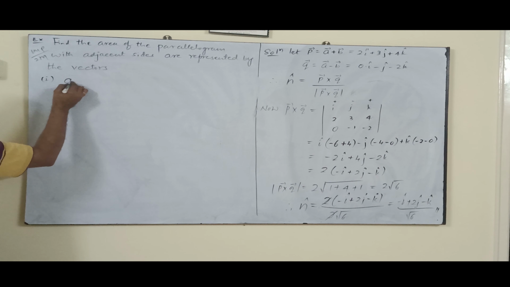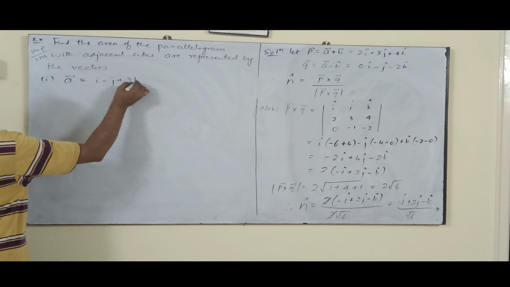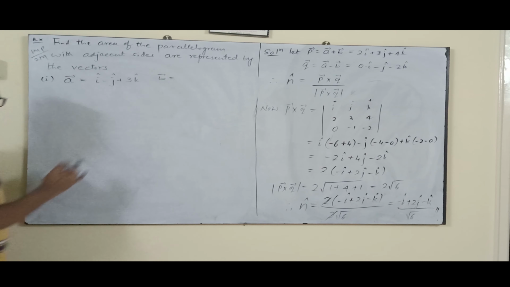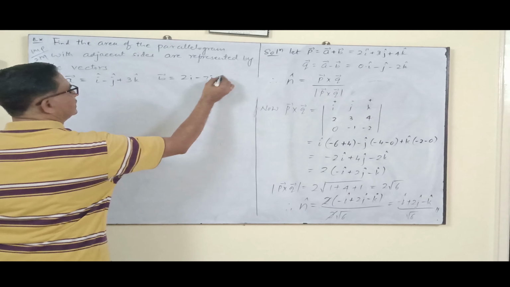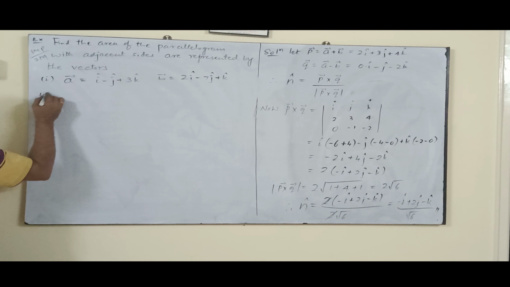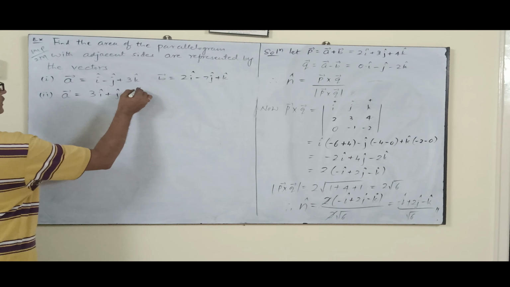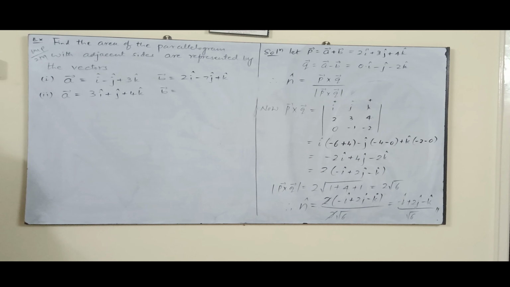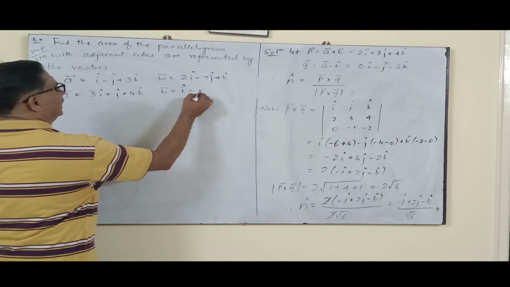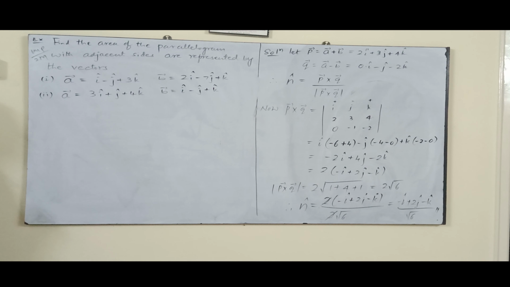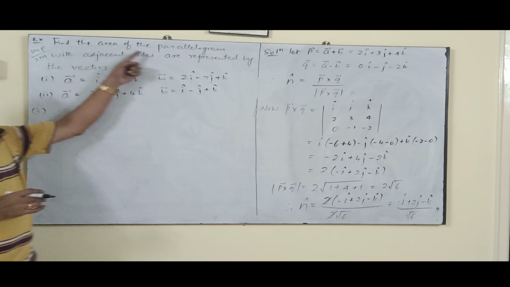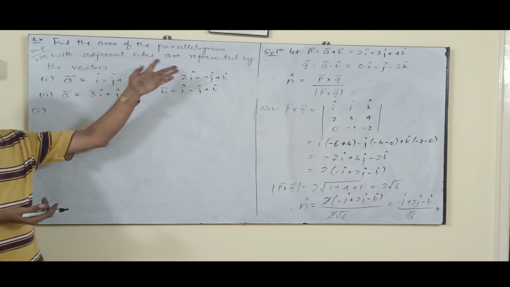The vectors are represented as follows. First problem: vector A is equal to i minus j plus 3k, and vector B is equal to 2i minus 7j plus k. Second problem: vector A is equal to 3i plus j plus 4k, and vector B is equal to i minus j plus k. Each question carries 2 marks. So first one, find the area of the parallelogram when the 2 adjacent sides are given.